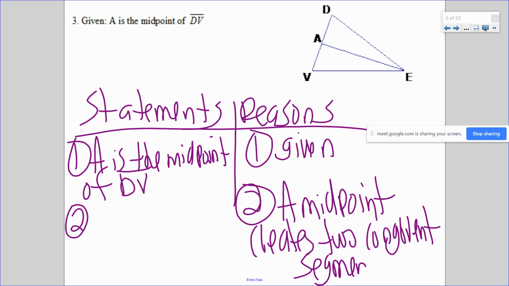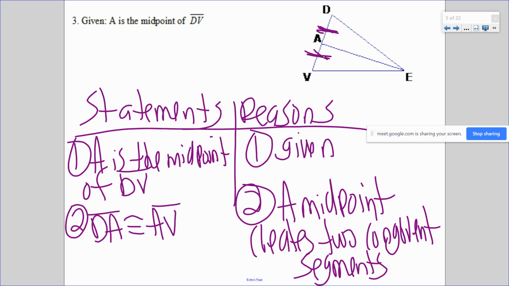So what you have to do is tell me what the two congruent segments are. If A is the midpoint of dV, well, dA and AV. And again, if you need to, look back at the definitions packet where you have a whole page for each definition and use it to refer to. It's also very important that you are marking your picture. For what we're going to be doing, you're going to need to mark your picture.